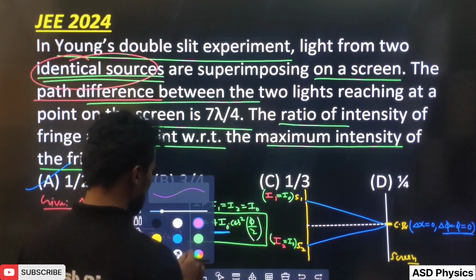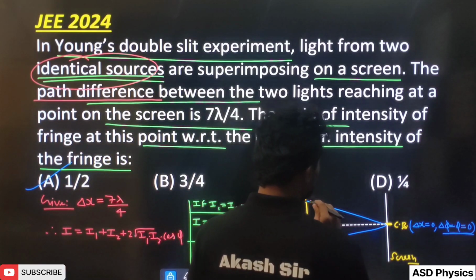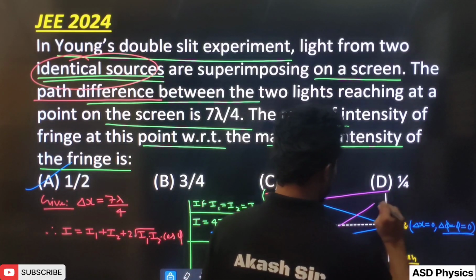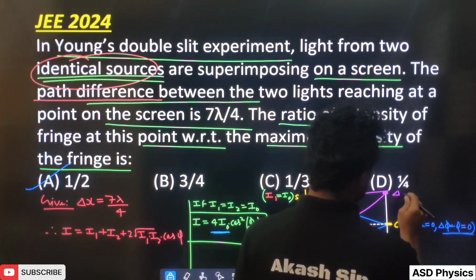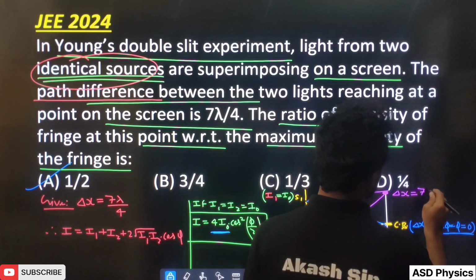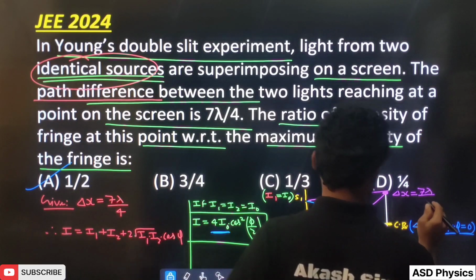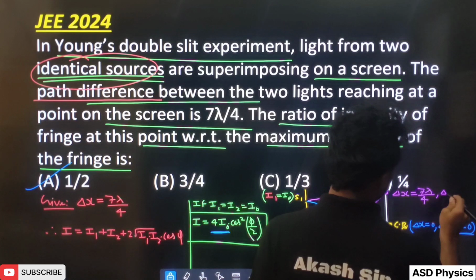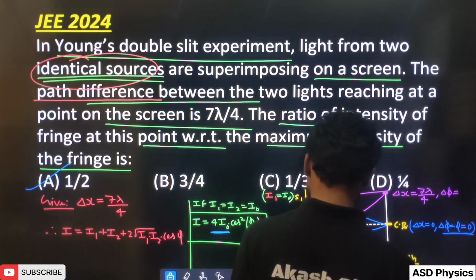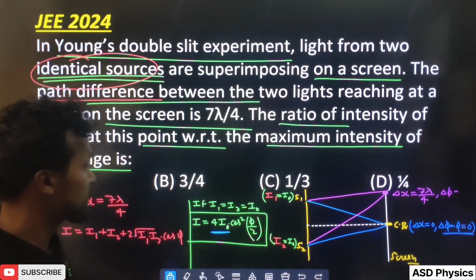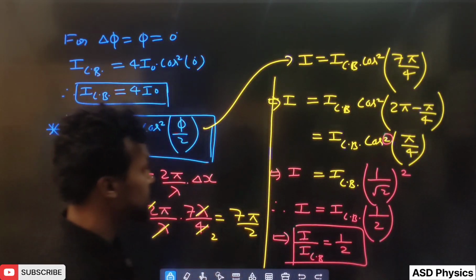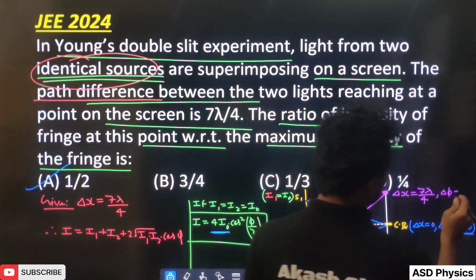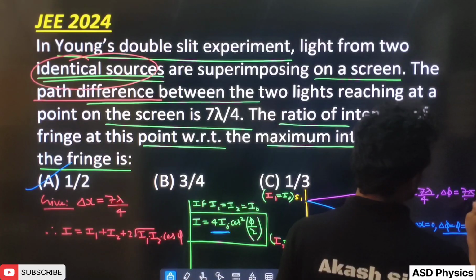Okay. So what will happen here, maybe we are getting somewhere else on the screen, at some point. And there what is given, students? Let's take delta x, how much in the question they have given? 7 lambda by 4. And here delta phi, how much? We have calculated, how much is coming? Delta phi is 7 pi by 2. Okay.